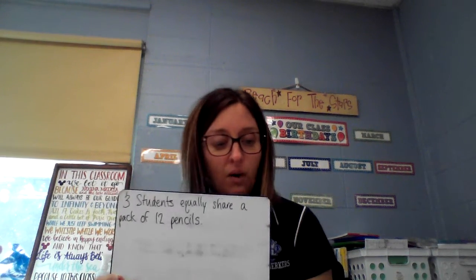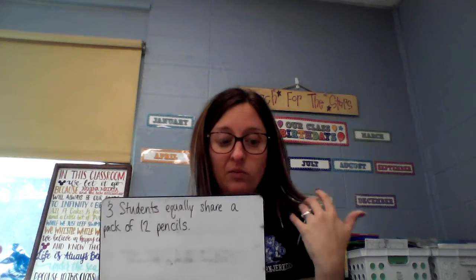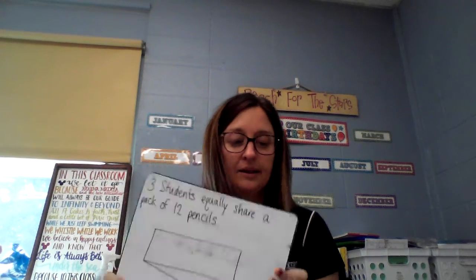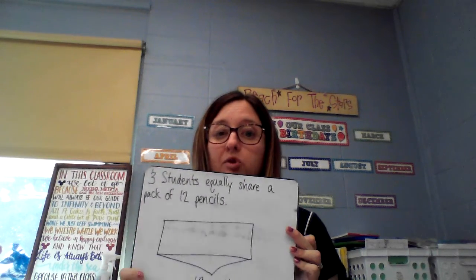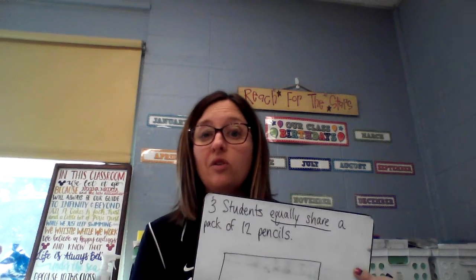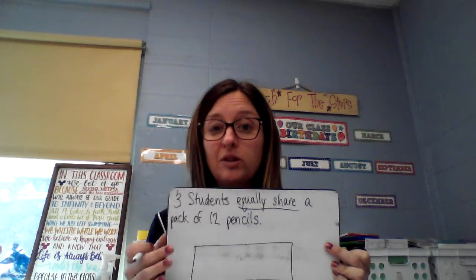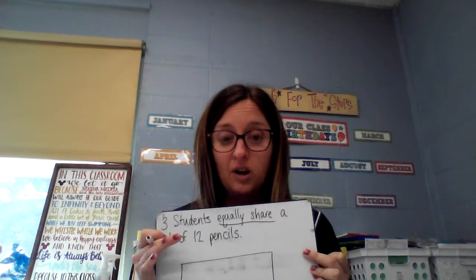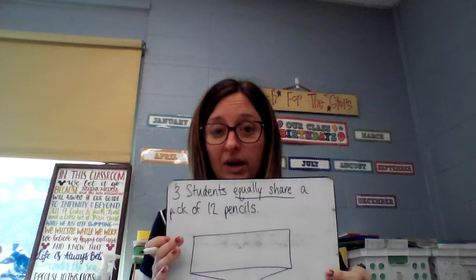So I'm going to draw a diagram based on what we know. From this story, I know how many total pencils we have, so I'm going to draw my rectangle, and I know that I have 12 pencils. I also know how many students are equally sharing. Boys and girls, those words, equally shared, are huge key words. Anytime you see those words, you know that you need to be dividing. So I know that I have 3 students equally sharing this, so I'm going to draw 3 groups.